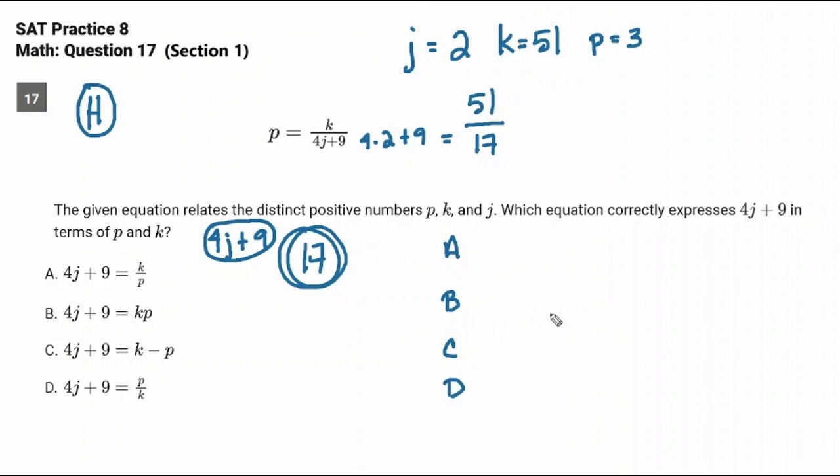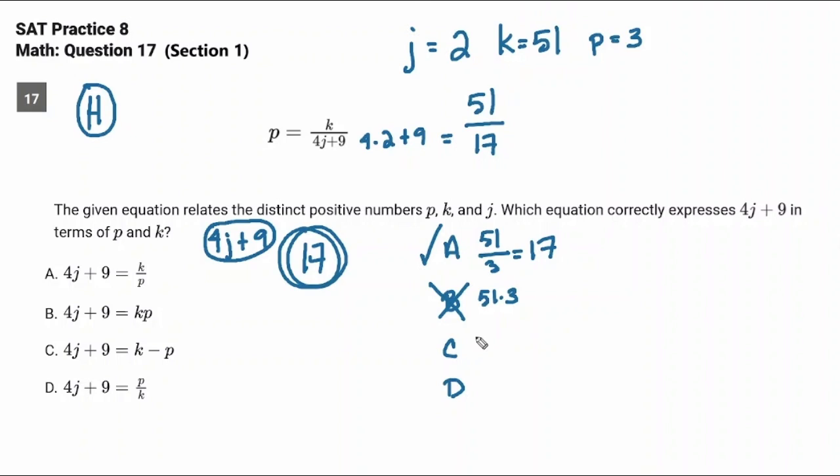So k over p. K is 51, p is 3. That checks out, that's 17. I'm golden. If I'm in a hurry, I could just pick it and move on. K times p, that's 51 times 3. I don't know what that is, and I don't need to know. It is definitely not 17, so it's gone. K minus p, that's 48, not 17, so it's gone.